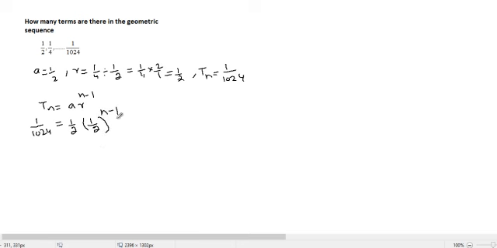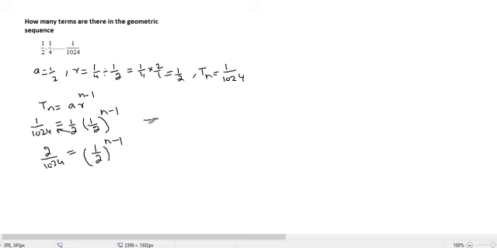Now we need some calculation here. First we will remove this 1 over 2 from here by cross multiplying 2 with 1. We will just cross multiply here. This will become 2 over 1024, by just cross multiplying on this side, 2 with 1 will become 2. So 2 over 1024 is equal to 1 over 2 raised to power n minus 1.